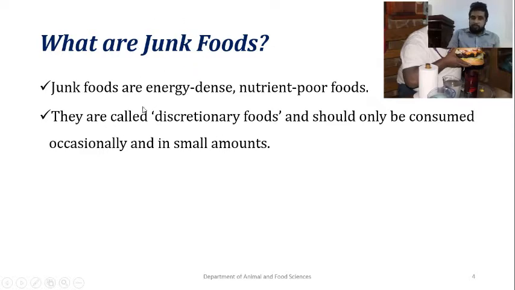So you will understand that when we consider examples of junk foods, these are highly consumable food items. It means we highly consume these types of food items. But according to the nutrition guidelines and recommendations, it is okay to have these junk foods in an occasional manner and in very small amounts, because these contain higher energy value, but these foods are poor in nutrients, especially micronutrients, vitamins, minerals, and other essential nutrients.